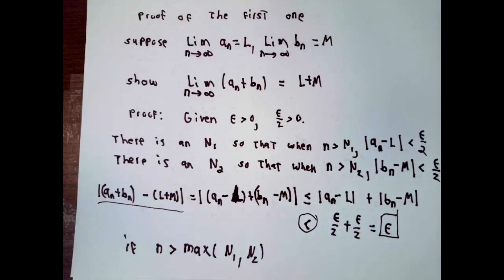The one for an minus bn is similar. An times bn is more complicated. An divided by bn is more complicated than that, but you can provide a logical argument to convince yourself that these things are all true.